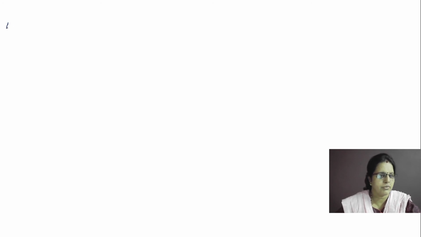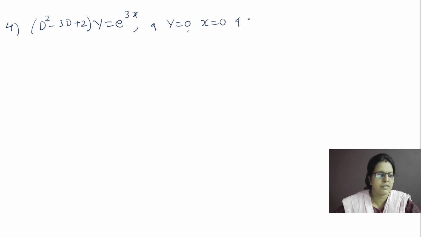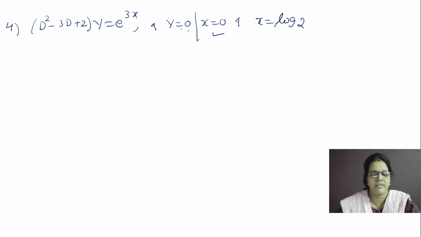I will take one problem now. The fourth problem: d square minus 3d plus 2 into y equals e power 3x, and an additional condition is given: y is 0 when x is 0 and when x is log 2. Y becomes 0 in both cases. This is at the end, to find the constants in the solution.